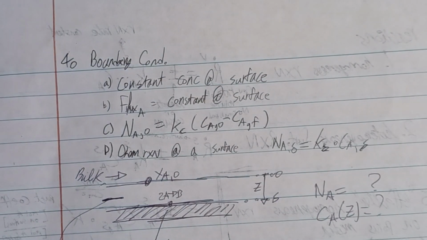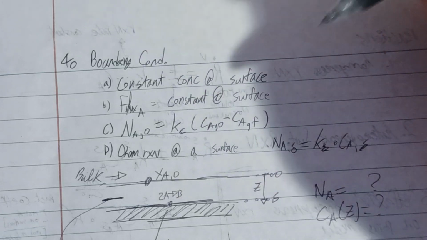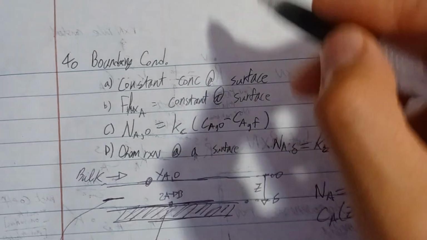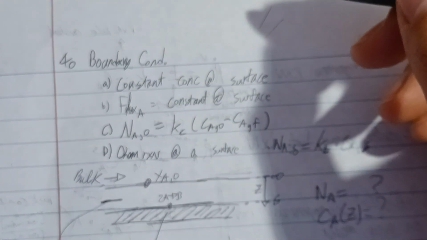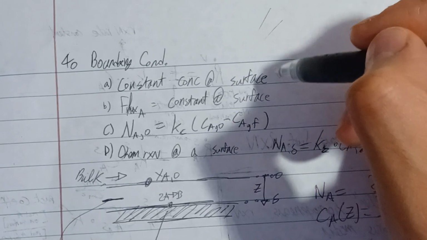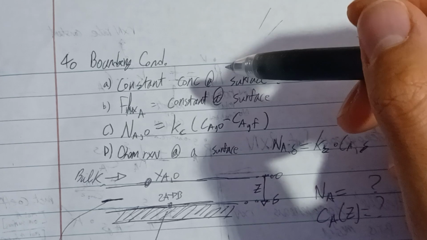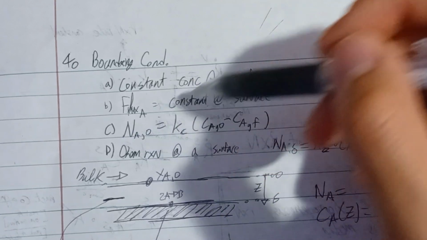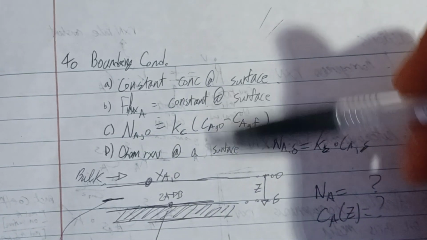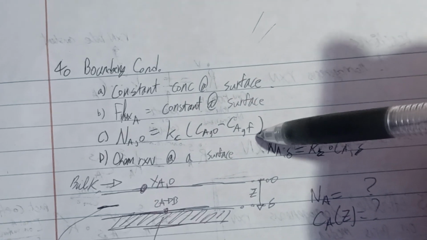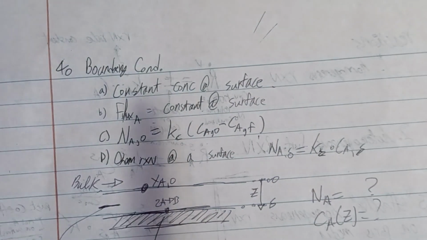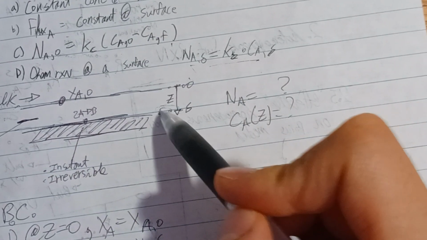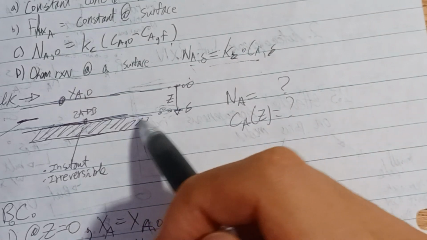Boundary conditions. We have to assume constant concentration. You have to solve these just like Navier-Stokes equations, where we have a lot of assumptions to cancel out some components. We have to assume that at the surface there's a constant concentration, and flux is also constant at the surface, and the flux of A is equal to this equation, K_c times the concentration difference. The chemical reaction at the surface follows this equation: flux N_A at delta is equal to K times concentration.